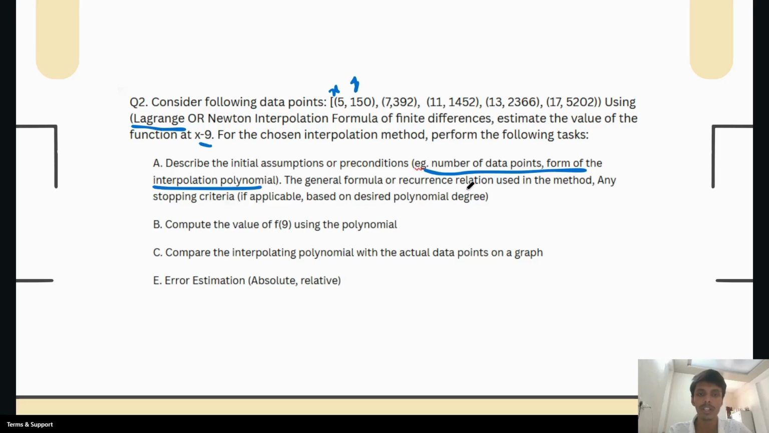Describe the general formula, the recurrence relation used in the method, and any stopping criteria if applicable based on the desired polynomial degree. Compute the value of f(9) using the polynomial. Compare the interpolating polynomial with the actual data points on a graph. Then do error estimation, absolute or relative.